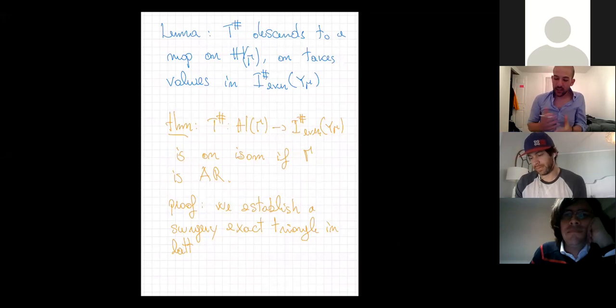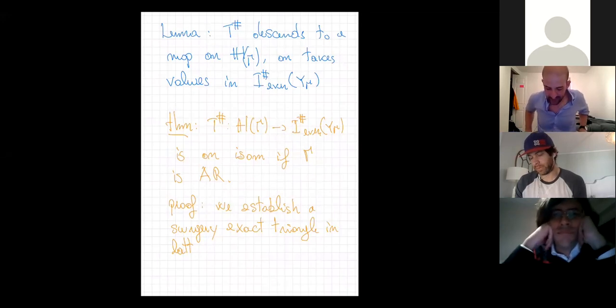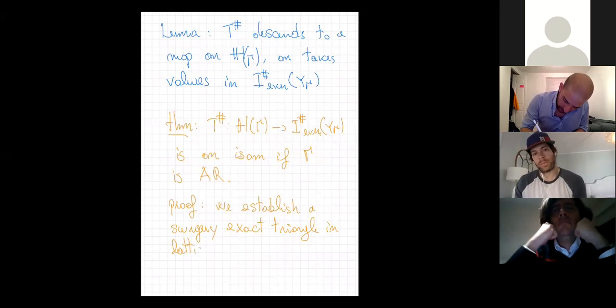Okay, so the proof is we established a surgery exact triangle in lattice homology.